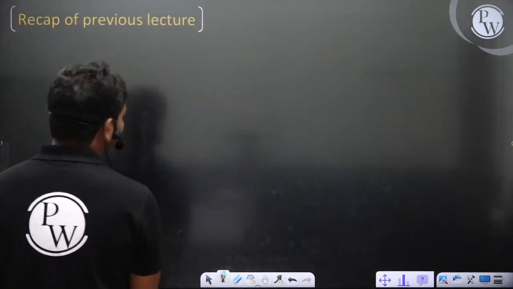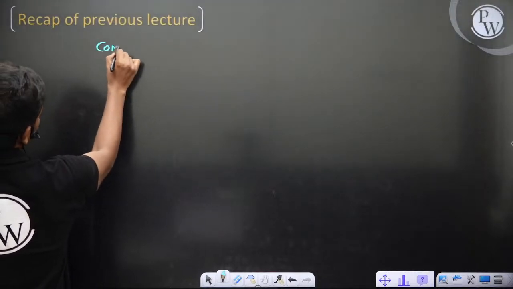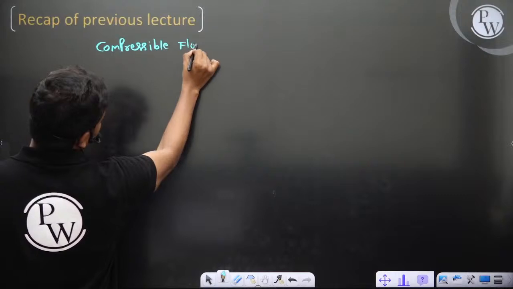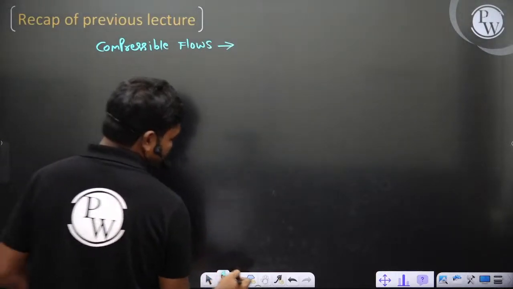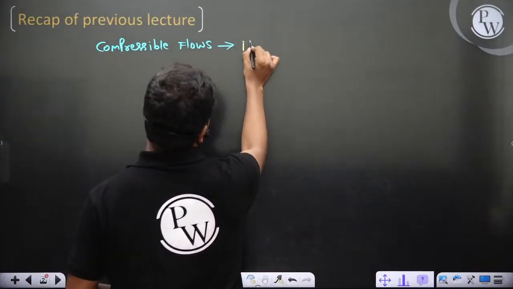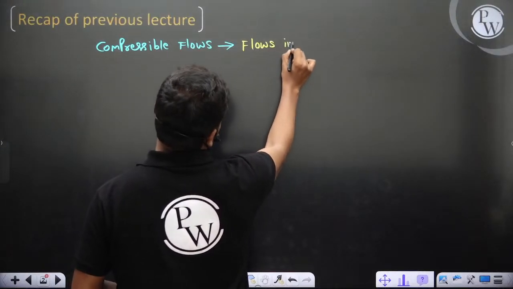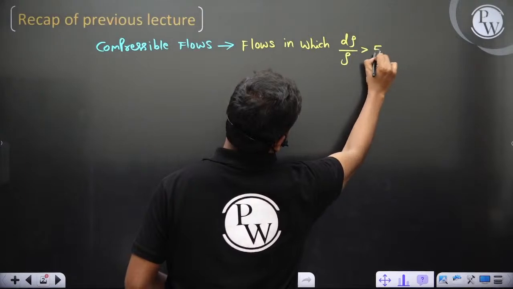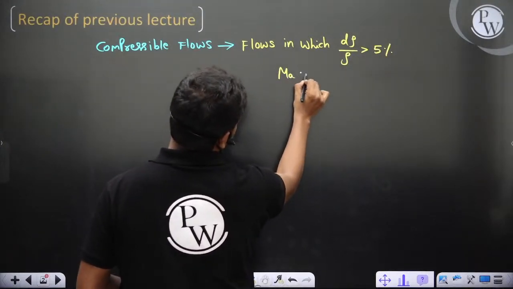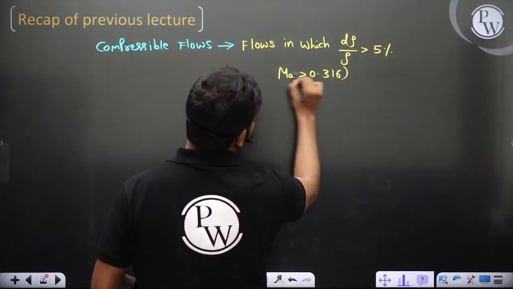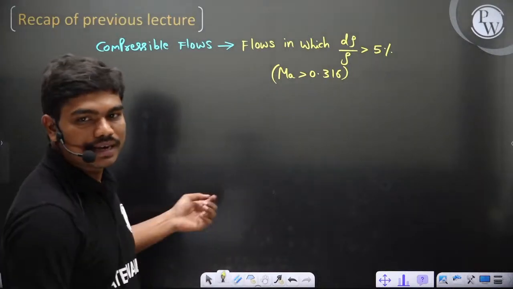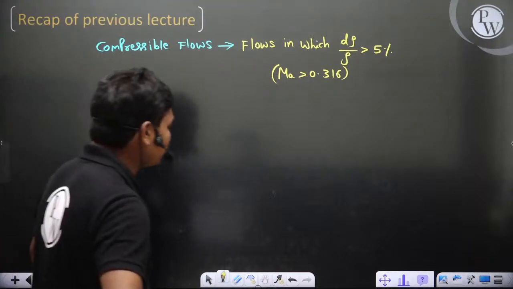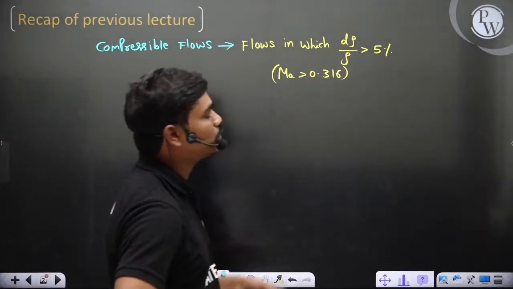In the last class we introduced compressible flows, the flows in which density variations are greater than 5%, or in general Mach number is greater than 0.316. We calculated this value: Mach number greater than 0.316 corresponds to density variations of more than 5%.